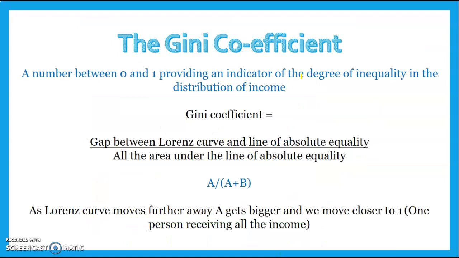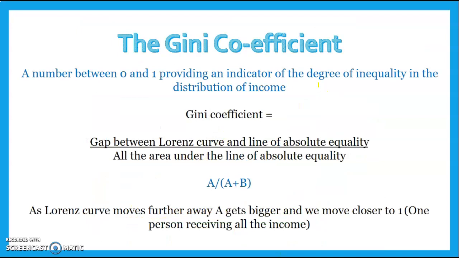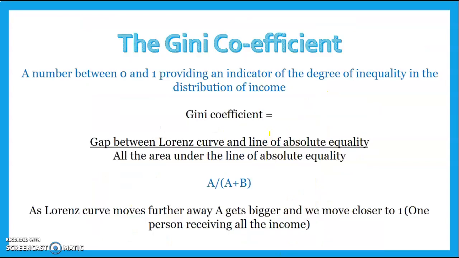Then we calculate the Gini-Coefficient. The Gini-Coefficient is a figure between 0 and 1, and it's used as the gap between all the area between the Lorenz curve and the line of equality divided by all the area below the line of equality. So it's this blue area here divided by this triangle that makes up all the area below the line of equality. Okay, the further the Lorenz curve moves away, so if the Lorenz curve was out here, then this blue area would be bigger and that figure would be closer to 1.